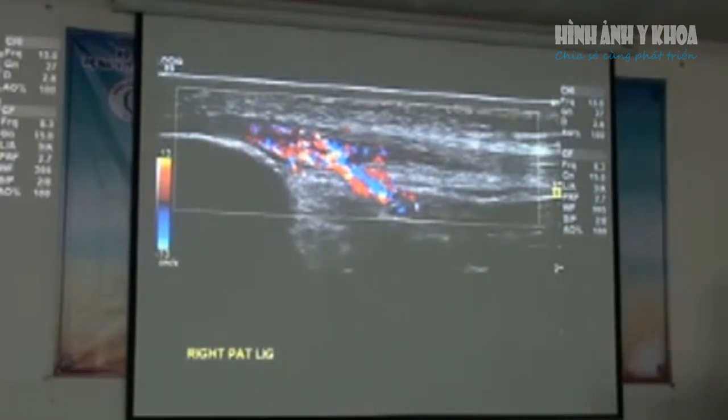When we're looking at color Doppler in the patellar tendon, it's important to have the knee extended so the tendon is not under strain, so we're able to see these vessels much more clearly.